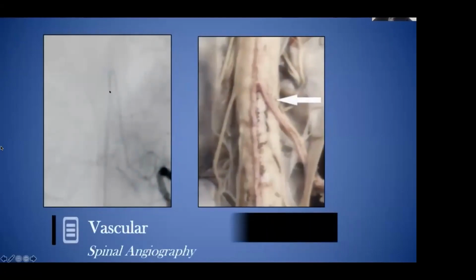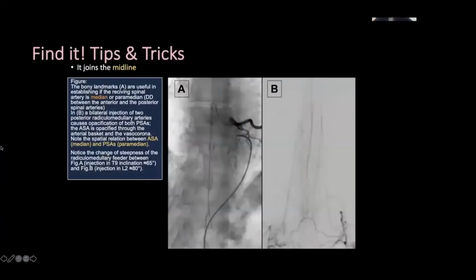The artery of Adamkiewicz is a key structure, and you recognize this guy because of the hairpin bend and its central placement. So here's the cadaveric section, and here's the angiographic section. It's very important in any spinal angiography procedure to be aware of where Adamkiewicz is, and also where the other key, depending on the region of the spine you're looking at, some of the key, what we call radicular medullary feeders are. Here you can see the anterior spinal artery coursing down.